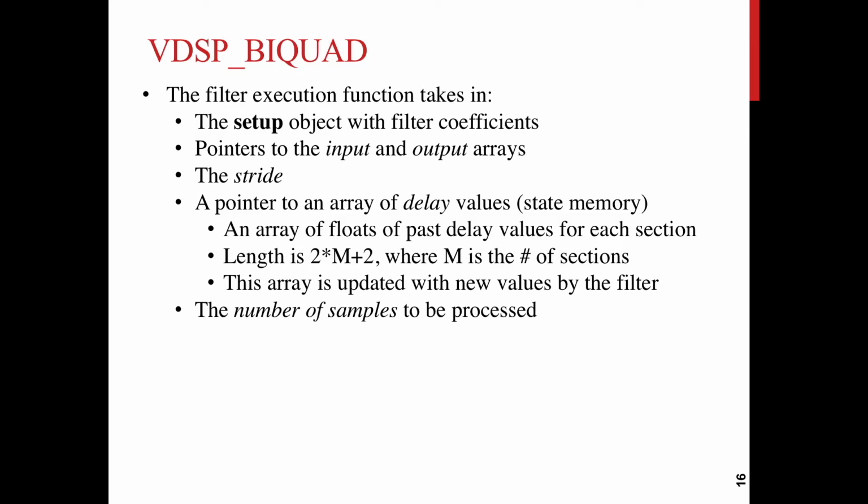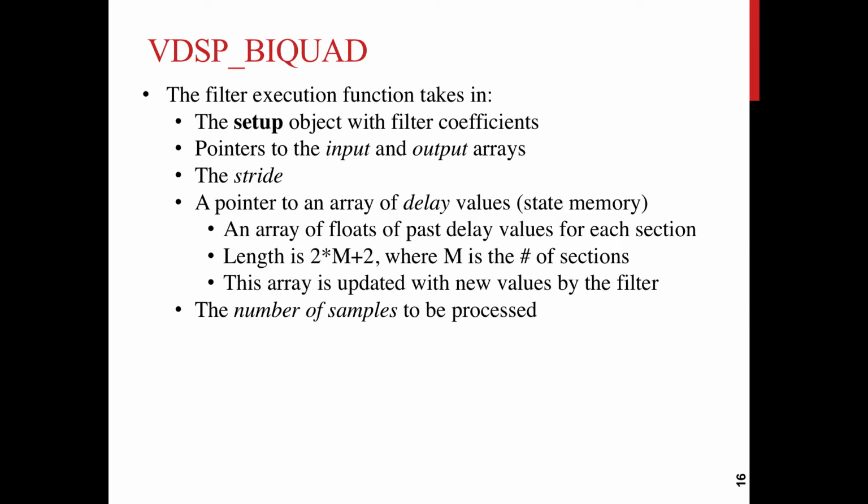The other thing that you need to take control of are the states. Here we're calling them delay values. But this is just your state memory. You need to store that. Okay, the BIQUAD is not going to store that for you. So we're going to keep an array of floats of previous delay values, right? Or previous state values for each section.